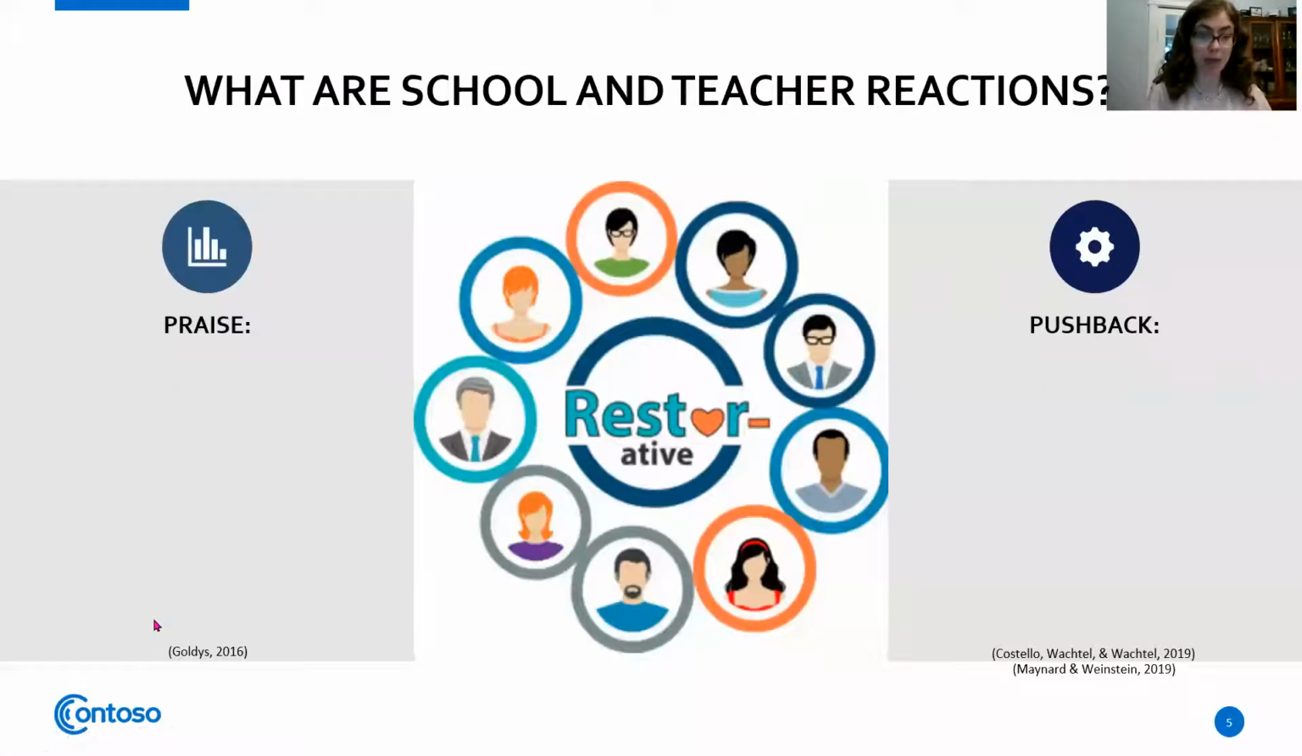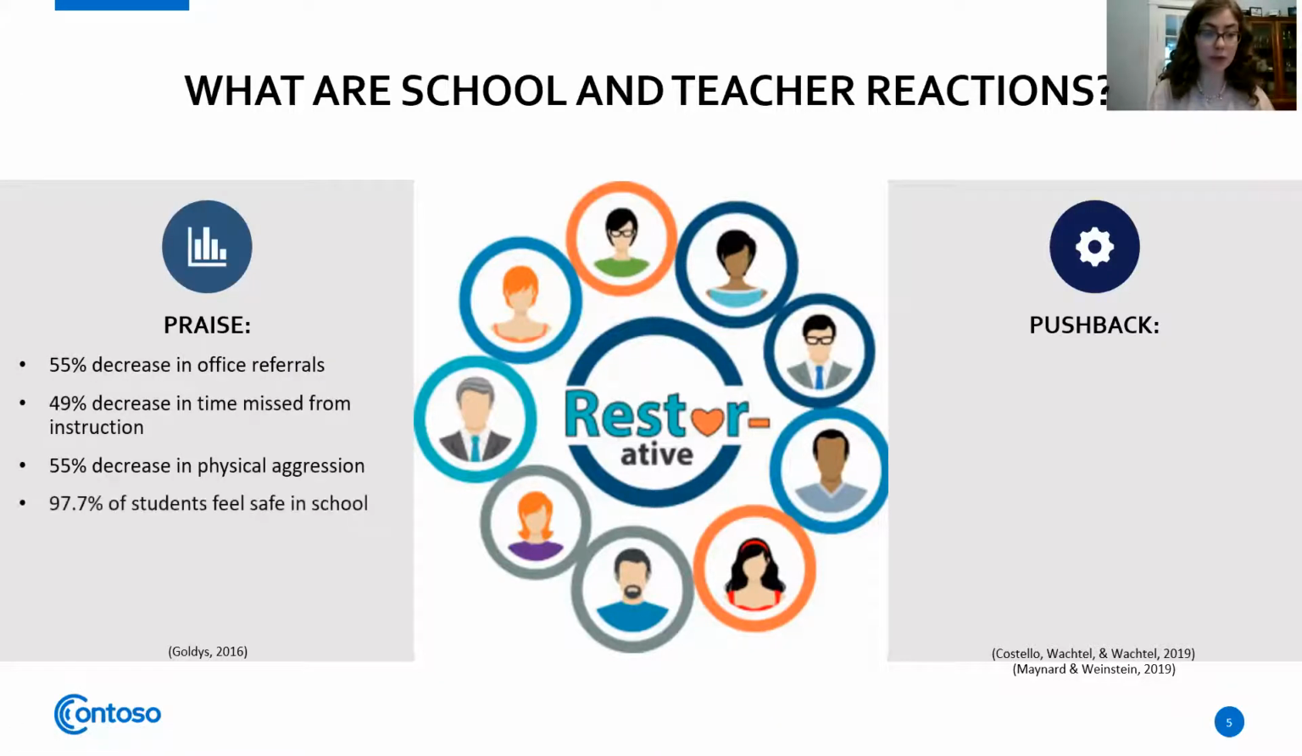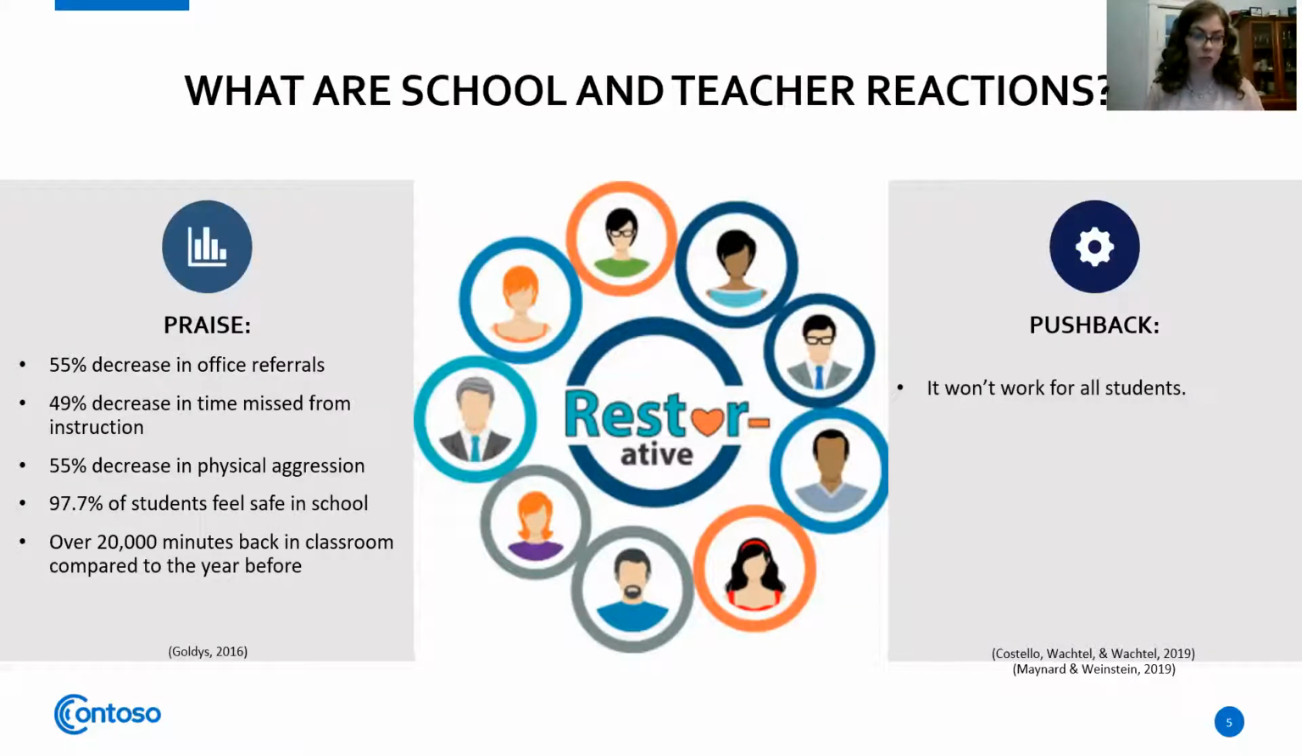There is praise and pushback, as with many things. So here's some examples of praise from one school. You can see there's a decrease of negative behaviors and then an increase in students feeling safe, and also time in the classroom, which is very important, obviously, for teachers. Some pushback is some teachers say, oh, this won't work for all students. Yes, it won't work for all students all the time, but the benefits far outweigh the negatives, and providing choice, like a discussion box in the classroom, is helpful, allowing students to opt out if they don't feel comfortable or they don't want to participate, with the hope that they'll participate in the future.